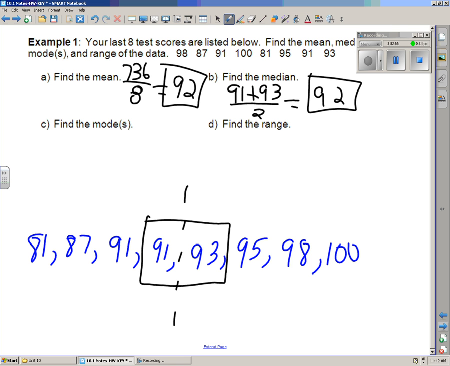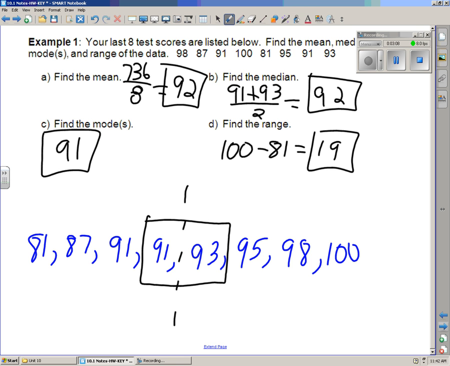The mode, well, 91 is the only number that repeats, that appears most often. And the range, if I take my highest test score subtracted by my lowest test score, then my range is 19.